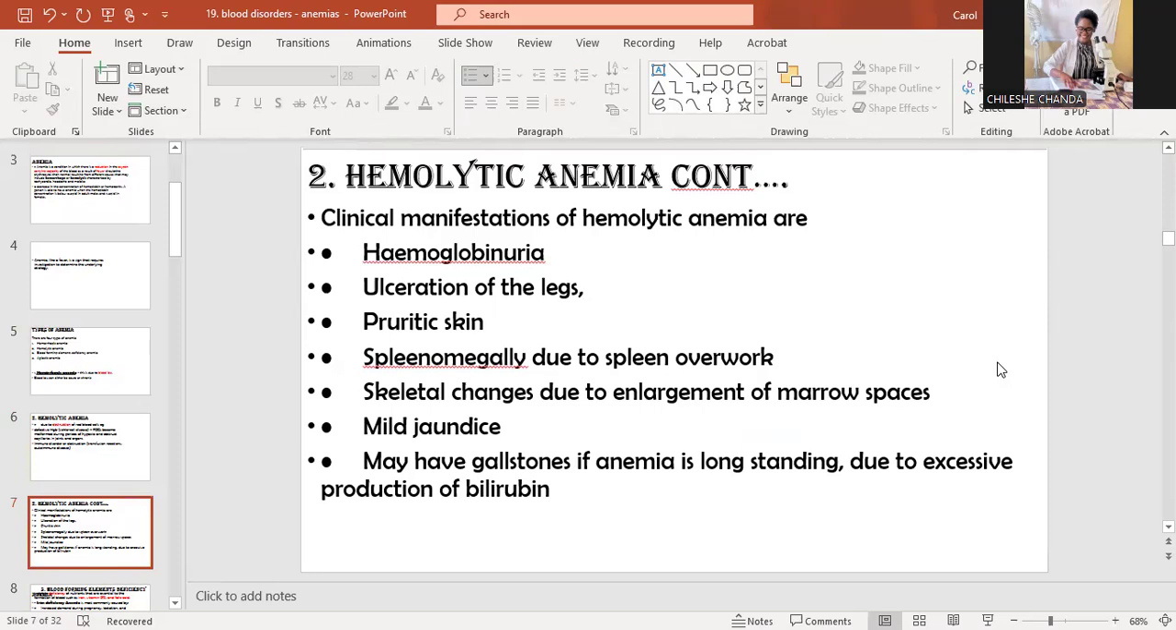They're just sitting nicely. Suddenly the skin is just itching. That is due to the settling of these red blood cell breakdown byproducts under the skin, and therefore the patient will experience a lot of itching. Patient will experience what is known as splenomegaly. Splenomegaly is simply the enlargement of the spleen.